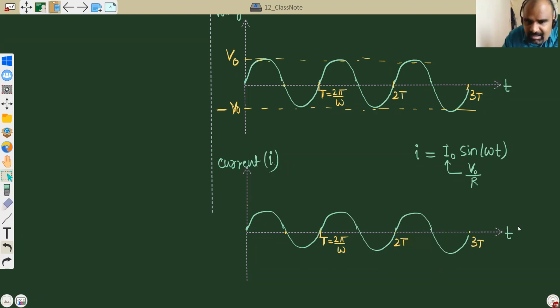Okay. The time period will remain the same, because anything inside it will remain the same. Only this part will change: in place of V naught, we will have V naught by R. And this thing we are studying for which type of circuit? For a purely resistive circuit. Later on we will see what happens if a capacitor is also introduced, but that is not the topic of discussion now. Anyway, this will be the peak current I naught, and of course this will be the negative of the peak current I naught.